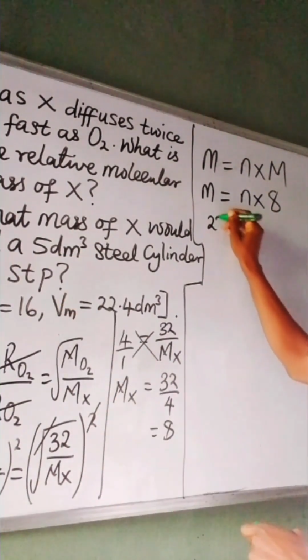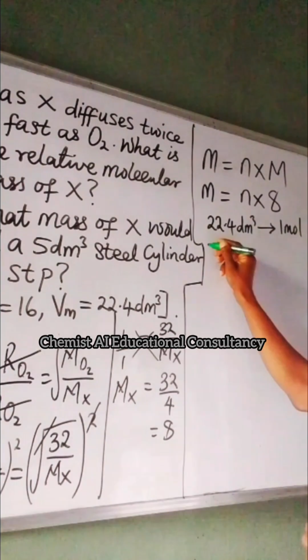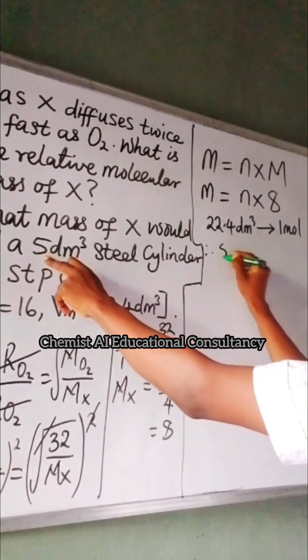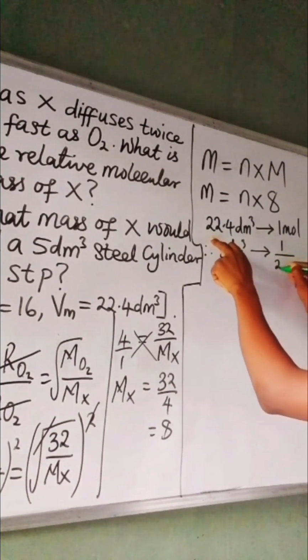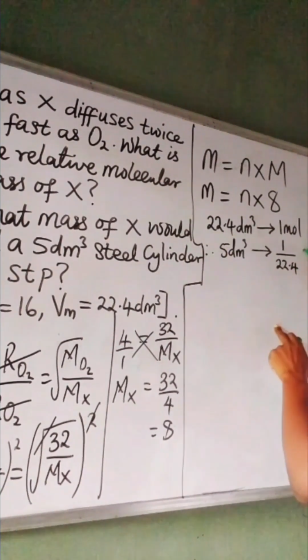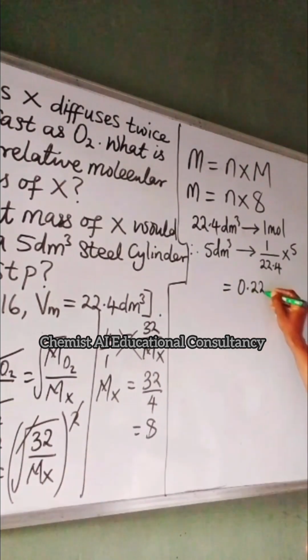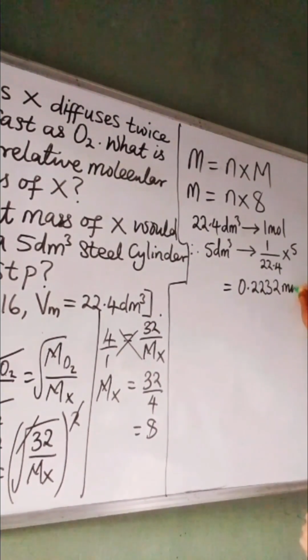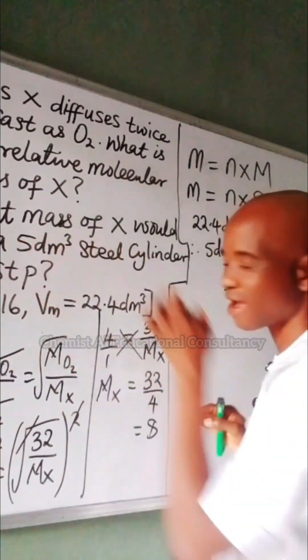Remember, 22.4 dm³ occupies 1 mole. Therefore, 5 dm³ would occupy how many moles? 1 over 22.4 times 5. And we are going to have 0.2232 mole. This is the number of mole of gas X that is found inside 5 dm³.